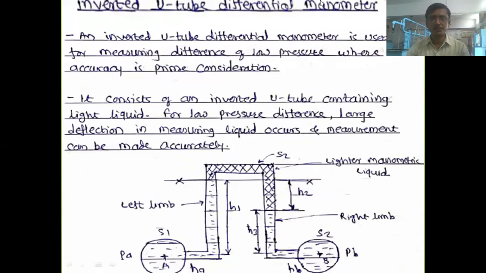What is the difference between these two manometers, the simple U-tube, this differential U-tube manometer, and the inverted U-tube manometer? Accuracy. Low pressure. Okay, low pressure measurement can be done with the inverted one. Okay, is there a difference in the manometric fluid? Yes, sir. What is that?